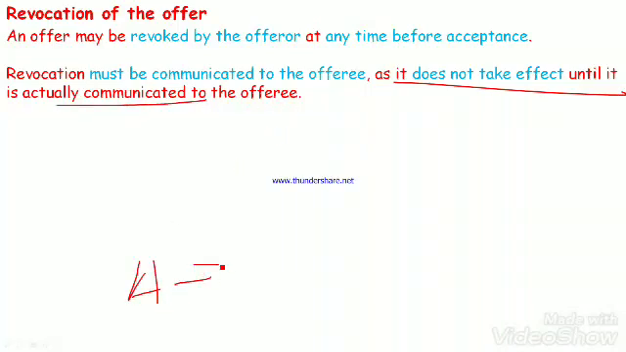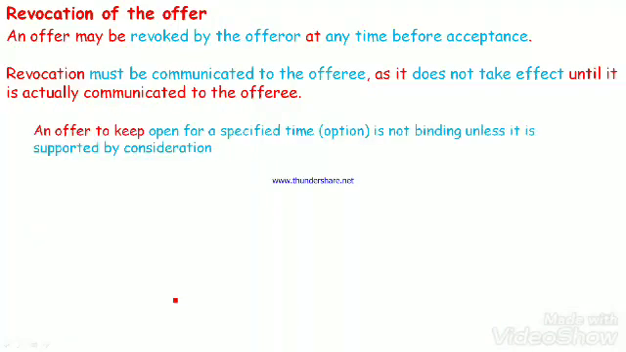So for example, there was Mr. A and there was Mr. B. A wanted to sell his car to B, but something happened in the selling of the car. A said that I don't want to sell it because you have not accepted it. I am communicating to you that my car is no longer available for sale.